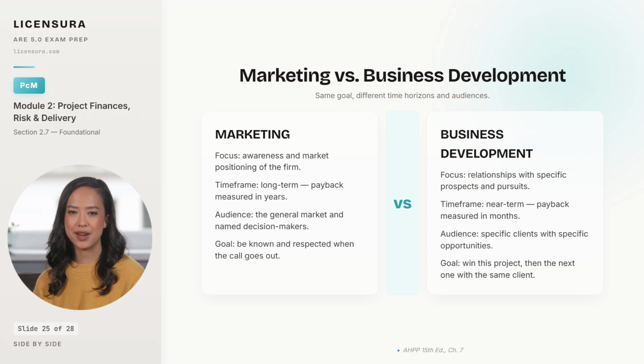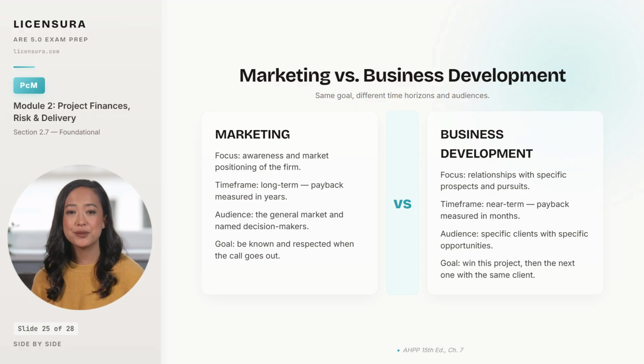Set the two columns side by side and the distinction becomes clear. Marketing is firm-wide and slow. It builds the brand that gets you onto the short list for projects you have not yet heard about. Business development is project-specific and fast. It works a named opportunity from the first phone call through proposal, interview, and signature. Marketing's audience is the general market, every owner who might one day need a school, a hospital, a tower. BD's audience is the three specific owners you know are about to release a request for proposal in the next 6 months.